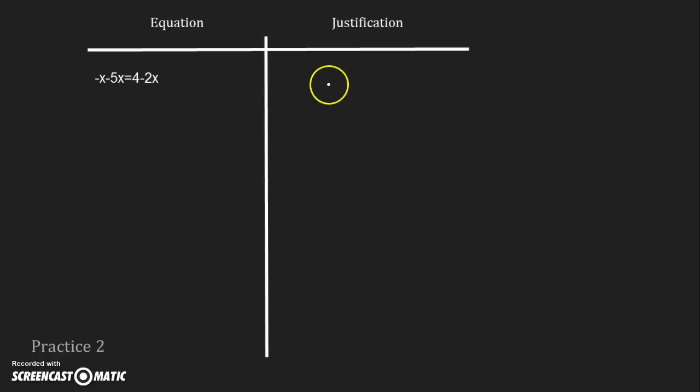Now we've got the next example. The first one is given to us. Let's go ahead and look to simplify. We've got a negative x and a negative 5x that we can combine. They're like terms. So if it's in 1, we've got negative 1 minus 5. Same sign, add and keep. So we've got negative 6x equals 4 minus 2x. So if you're looking at this, you see that the x term is on both sides. What side does it make the most sense to keep it on?